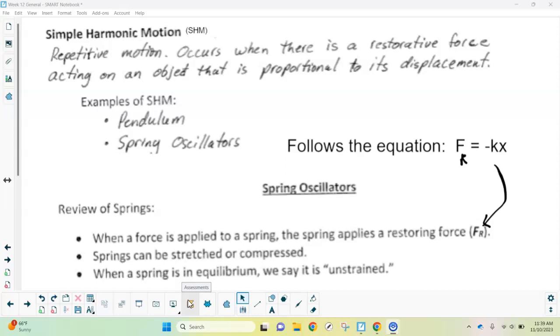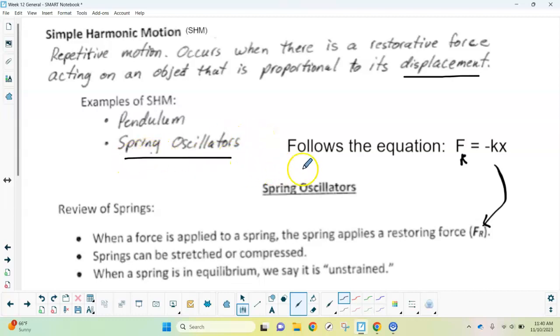So simple harmonic motion is just a repetitive motion that occurs when there's a restorative force acting on an object and it's proportional to its displacement. So what that means is there's this force that is trying to restore the object to its original position, and the size of that force is based upon the displacement from its original position. Examples of simple harmonic motion are pendulums and mass spring oscillators. Those are the two that we're going to follow and look at, and spring oscillators are the focus for today.